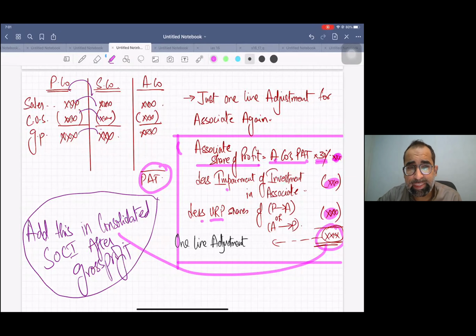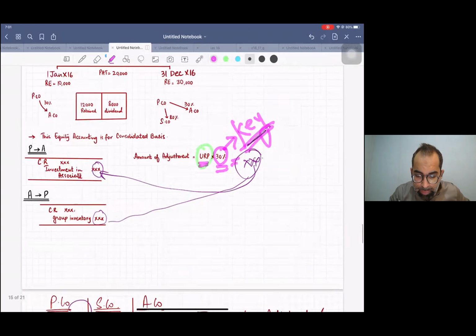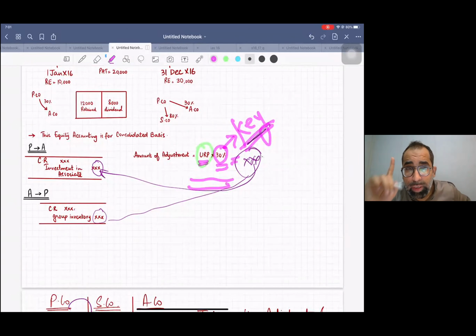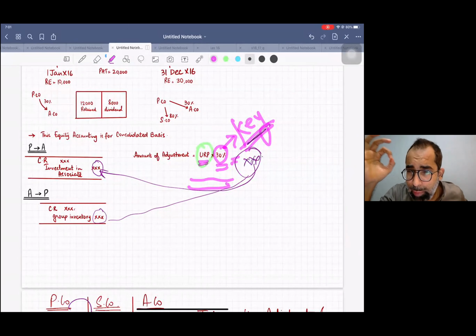in associate share of profit. But don't forget, don't adjust the complete URP. Only URP multiply by your holding percentage. Okay, I already told you. See this. URP for associate, URP multiply by your holding percentage, not just complete URP. Yes, with the subsidiary thing, we can adjust complete URP. But with the associate thing, never. First apply holding percentage on URP and then do it.